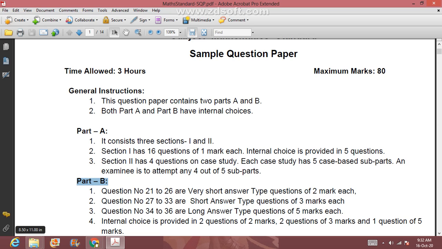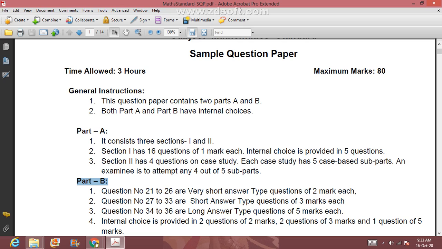Previously, 1 to 20 was section A, and section B was 21 to 26, 2 mark questions, 27 to 34, 3 marks questions, and 35 to 40, 4 marks questions. This was the earlier pattern. Now the pattern has been changed. The whole paper is divided into two parts, part A and part B, instead of sections A, B, C, D.